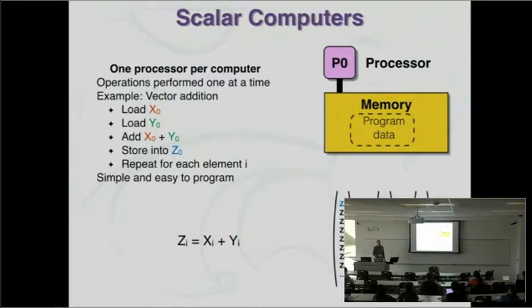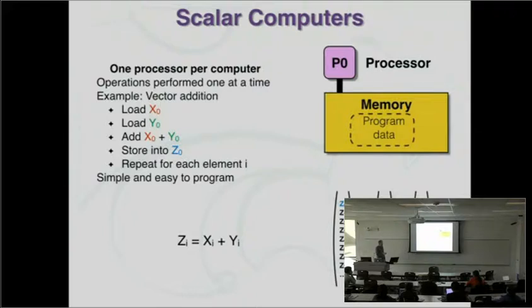So conceptually, it's very easy to understand, and even from a programming point of view, it's pretty easy to understand what's going on. I'm going to take an example of a vector addition here, where you have a vector x plus a vector y equals a vector z. And I've drawn that out here, where again you have these arrays. With a scalar or serial computer, you just think of this as doing one thing at a time.